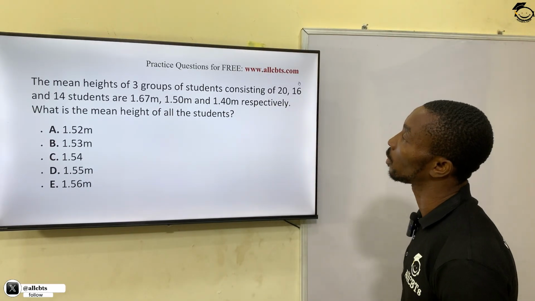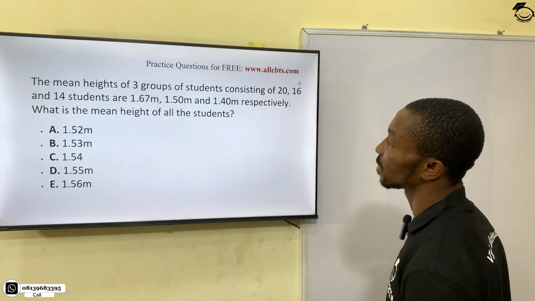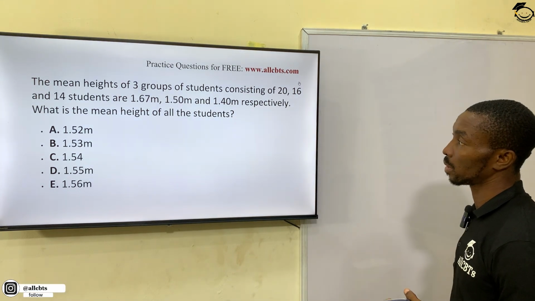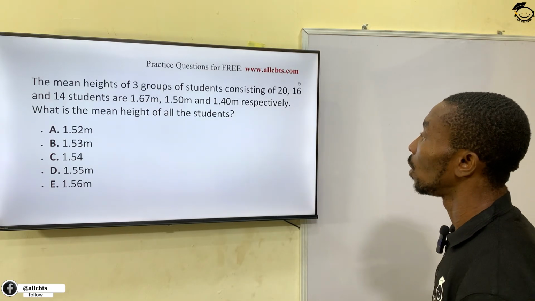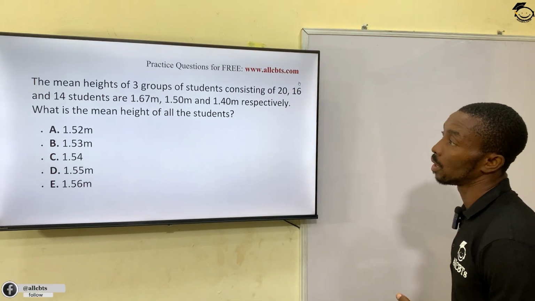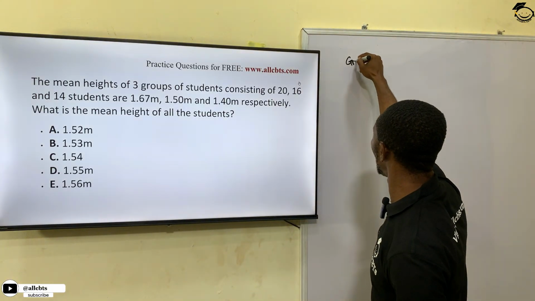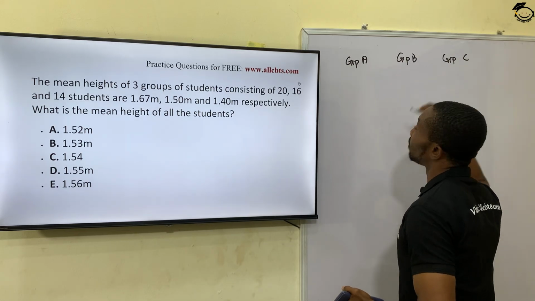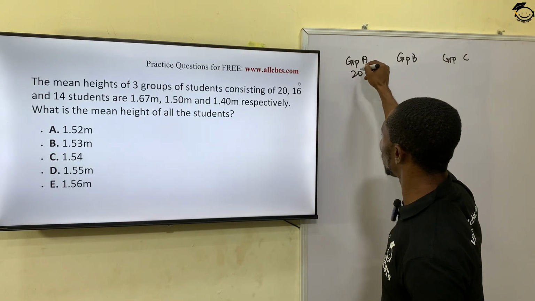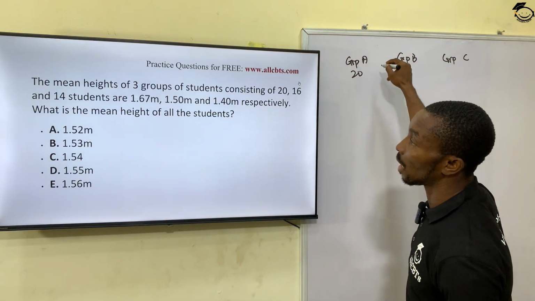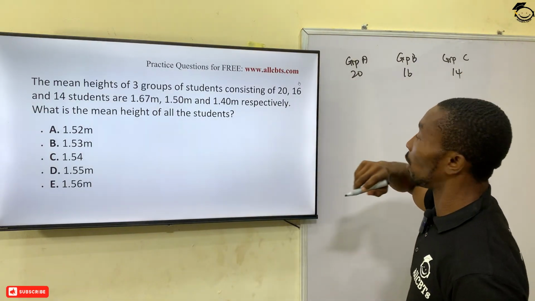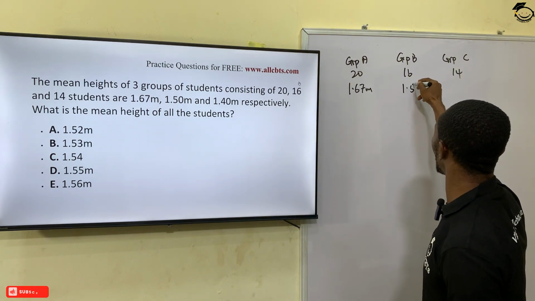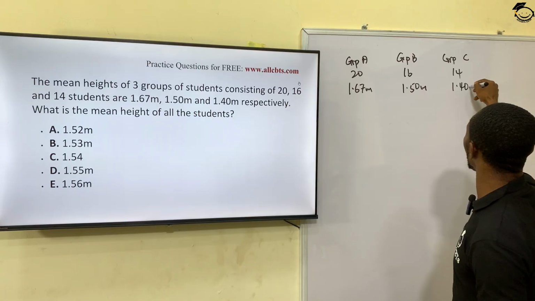The mean height of 3 groups of students consisting of 20, 16, and 14 students are 1.67 meters, 1.50 meters, and 1.40 meters respectively. What is the mean height of all the students? Now, let's call this group A, group B, and group C. Now, group A consists of 20 students, group B 16, and group C 14 students. Now, the average height here is 1.67 meters, 1.50 meters, and 1.40 meters.